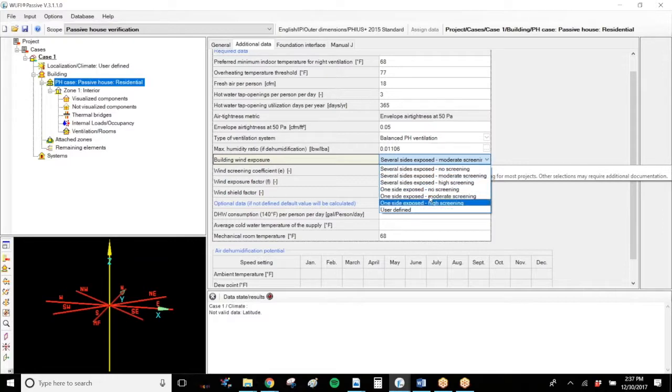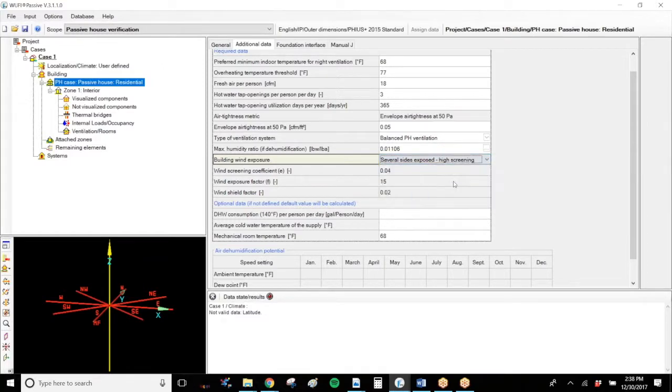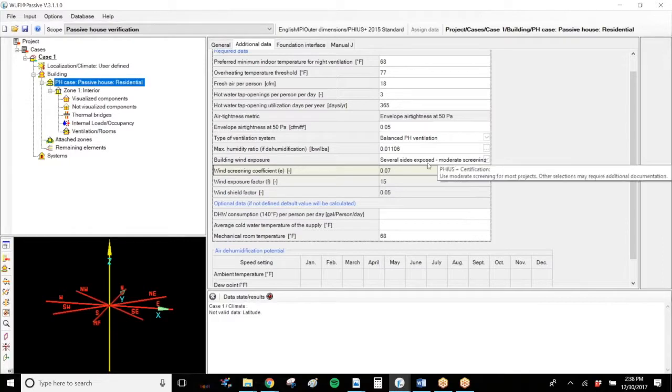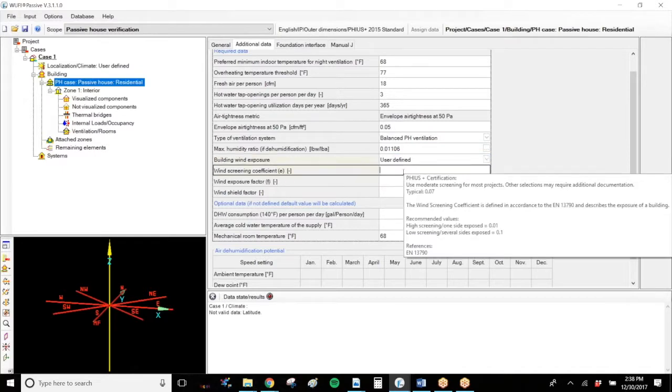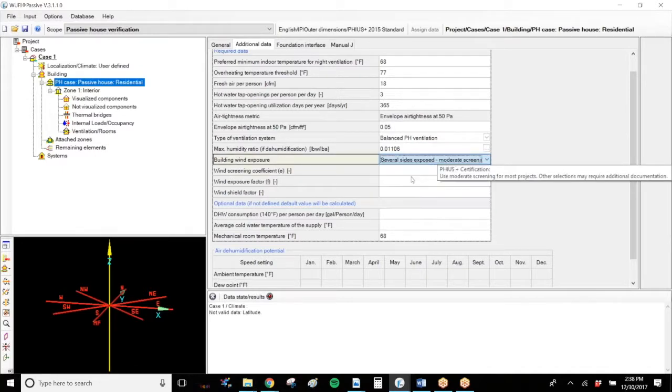And then say you are potentially modeling a single unit within a building, a row home or a townhome that has maybe only a front and back side exposed. You could use the one side exposed with no screening, moderate screening, or high screening, or you can always use user defined. So if you think it's somewhere between moderate and high screening, you could select these, which change the wind screening coefficient, wind exposure factor, wind shield factor. Note what they are for moderate screening, note what they are for high screening, and then select user defined and enter something in between those two. Typically the default is several sides exposed and moderate screening.